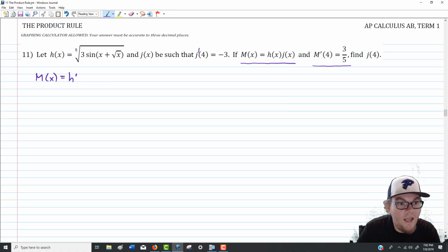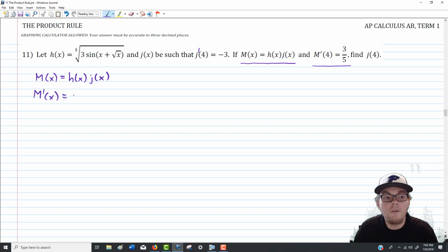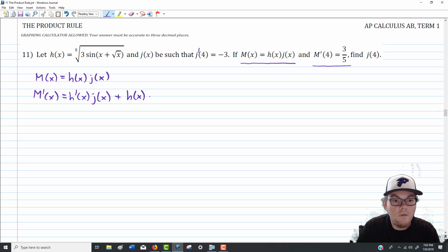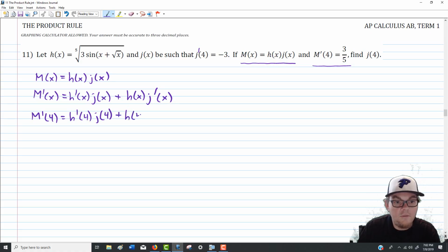M of x is h of x, j of x. That means that m prime of x, which seems to be involved in the work we're doing, is going to be h prime j plus h j prime. And more specifically, m prime of 4 is going to be equal to h prime of 4, j of 4, that thing we're supposed to find, plus h of 4, j prime of 4, that thing we were given.